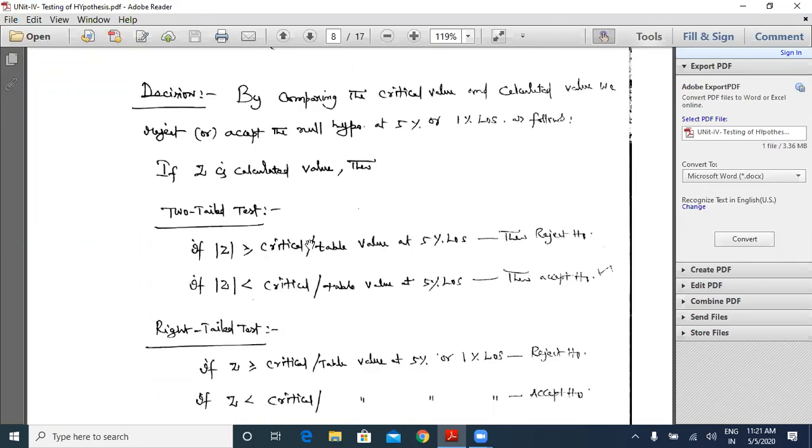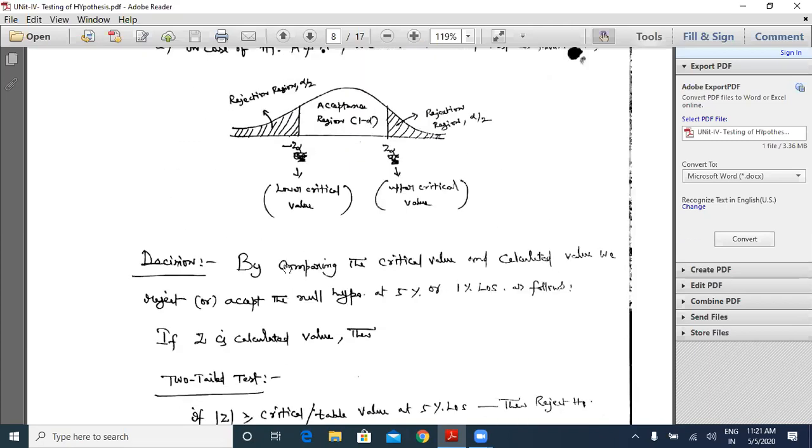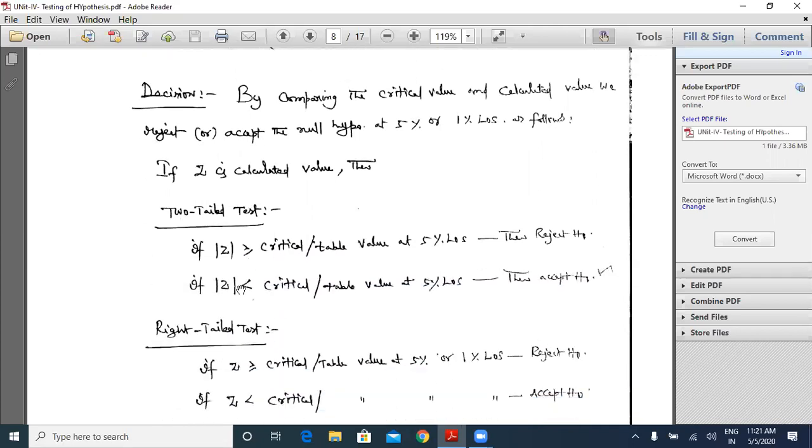So based on these two sentences, we will come to the conclusion whether we have to accept or reject the given hypothesis, whatever you assumed in the hypothesis. In case of two-tailed, we take modulus because it is minus Z alpha and Z alpha. So we take mod Z. In case of two-tailed test, we will take modulus.